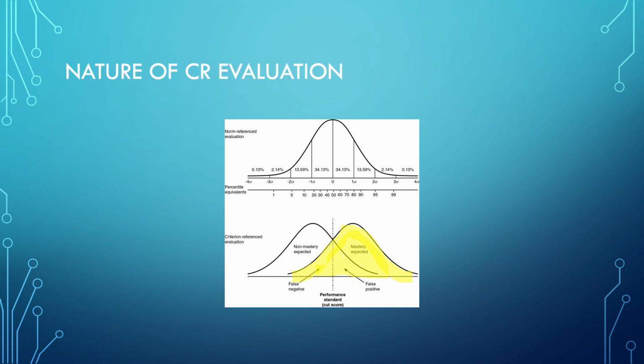So what this means is, if we continue to use the written test for your license as an example, everybody that has the requisite knowledge that's necessary to drive would fall in this yellow area. This green highlighted section is our non-mastery expected. So those that don't have the knowledge necessary to safely drive would fall under this green area.